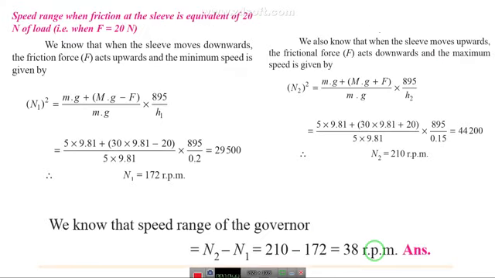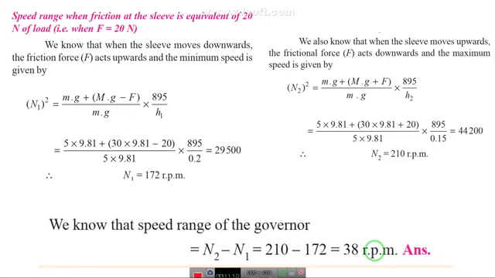Now to calculate the speed range while considering the frictional force, as we already said, when the sleeve is moving upward, the minimum speed is given. Moving upward means negative sign, moving downward means positive sign. So we have to add the frictional force acting on the sleeve. So N1 square is equal to (m g plus M g minus F), where F is nothing but the frictional force which is acting on the sleeve downward and acts upward at the minimum speed.